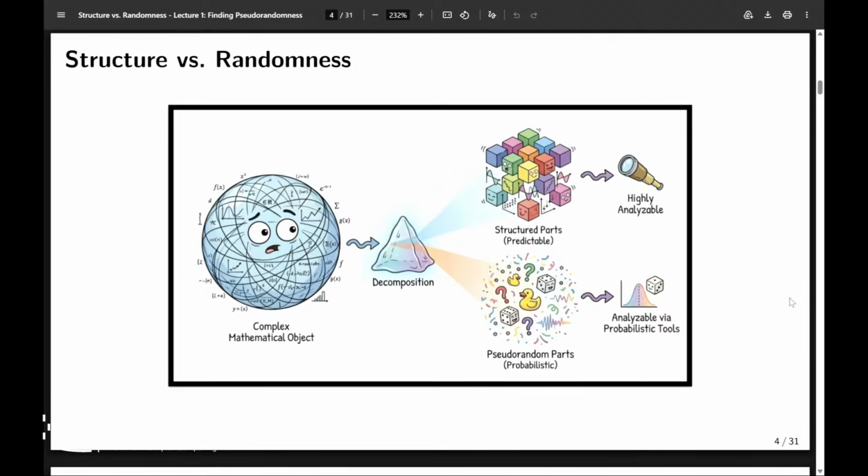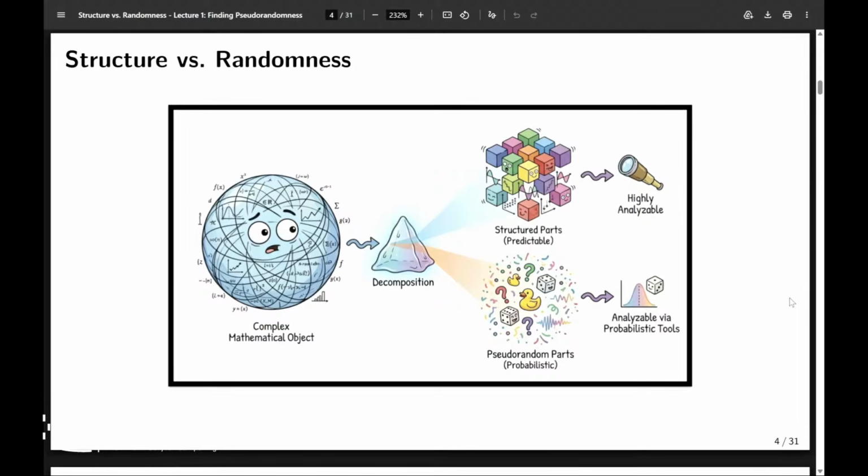Specifically, not every graph is pseudorandom, so we can't just use it in the most naive sense. We need to decompose it. We want to decompose it into some highly structured parts and some certifiably pseudorandom parts, notably trying to avoid anything in the middle here.